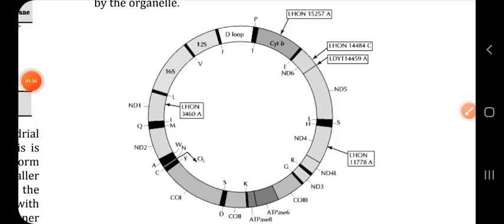So this was all about the mitochondrial genome, its functions, and its structure. Just go through this chapter. If you have any doubts regarding this part, you can ask me in the WhatsApp group.